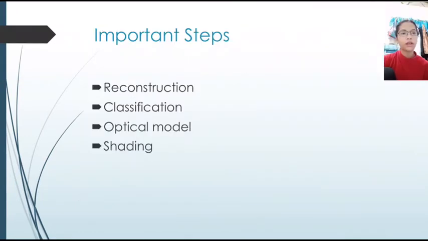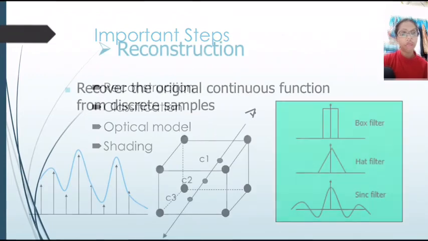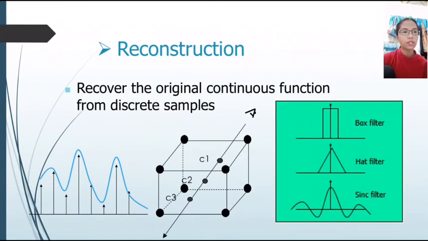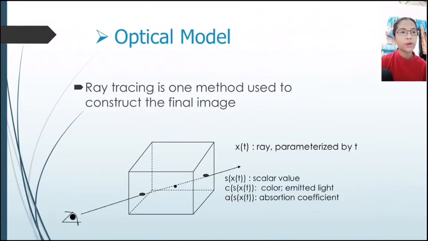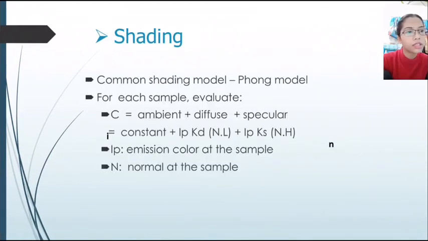Ten steps. First, reconstruction. Second, classification. Third, optical model. And last is shading. Reconstruction recovers the original continuous function from discrete samples. Classification order: the types of classification are pre-classification, which is classification first and then filter, and post-classification, filter first, then classification. Optical model: ray tracing is one method used to construct the final image.